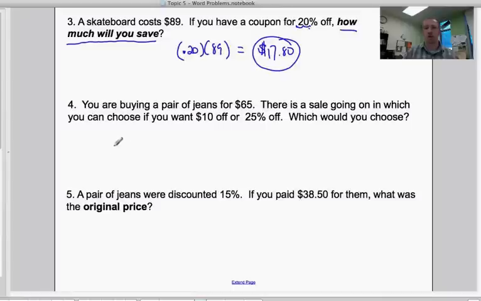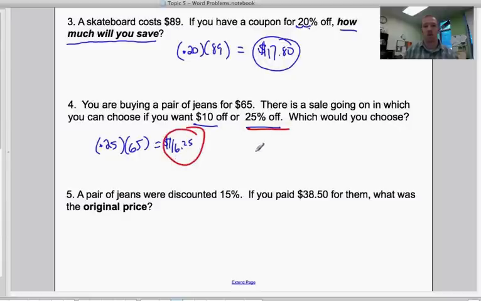You're buying a pair of jeans for 65 bucks, and there's a sale going on in which you can choose if you want 10% off, or $10 off, or 25% off. So figure out what 25% of 65 is. 0.25 times 65, and that gives us 16.25. Well, it would definitely be better to take 16.25 off, right? Discount 25% of 16.25 is better than $10. I'd rather subtract this off the total price. So I would choose the 25% off.